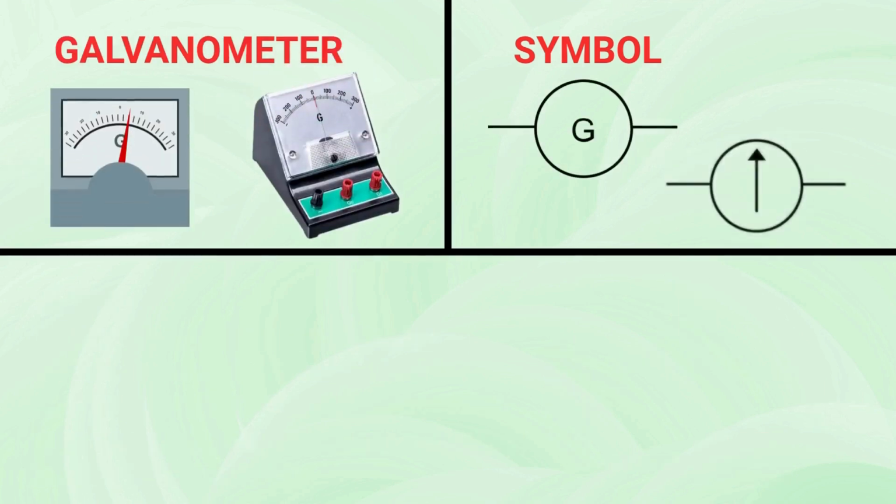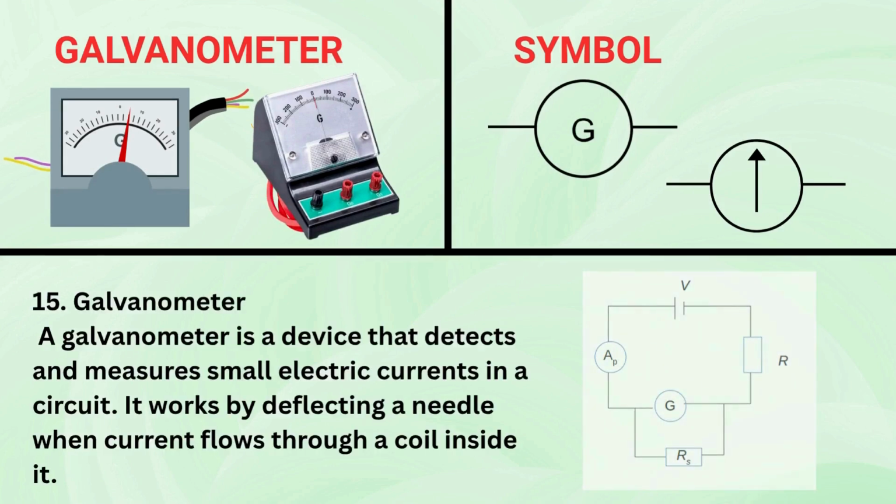Fifteenth, galvanometer. A galvanometer is a device that detects and measures small electric currents in a circuit. It works by deflecting a needle when current flows through a coil inside it.